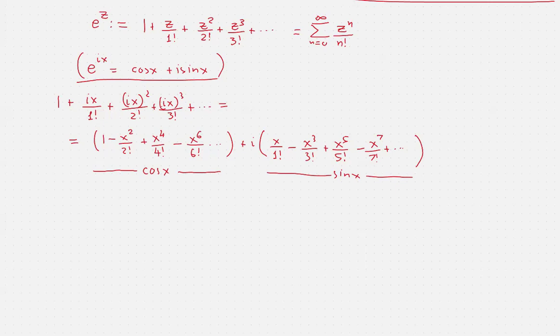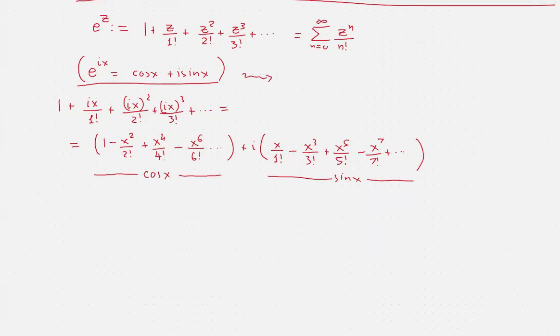So we have e to the iz is equal to cosine z plus i sine z, where, interestingly enough, we can extend the functions cosine and sine to all complex numbers, again by using their corresponding series. So cosine of z is going to be defined as 1 minus z squared over 2 factorial plus z to the 4th over 4 factorial minus, and so on.